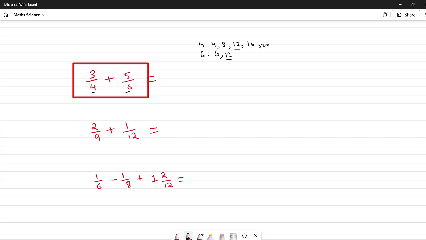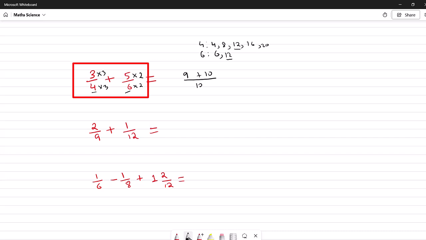So we need to rewrite this so the denominator becomes 12. What do we need to do to convert 4 to 12? We multiply it by 3. Whenever we multiply the denominator by a number, we multiply the numerator by the same number, so we multiply this by 3 as well. For 6 to get 12, we multiply by 2, and we multiply the 5 by 2 as well. So this becomes 3 times 3 is 9, plus 5 times 2 is 10, divided by 4 times 3 is 12, and 6 times 2 is 12.